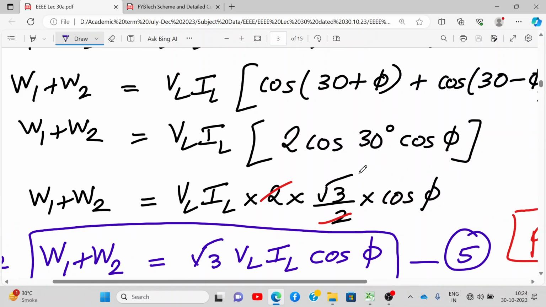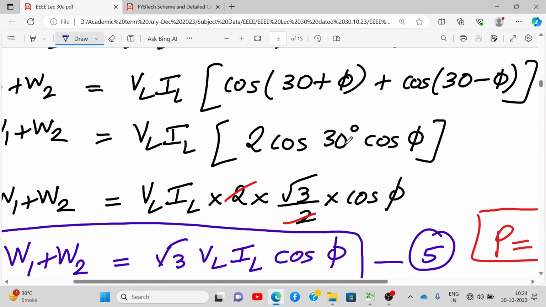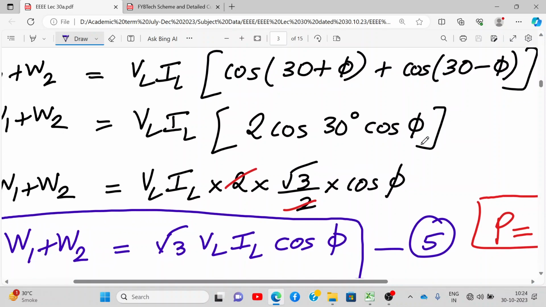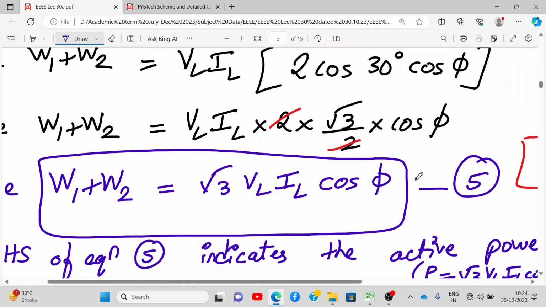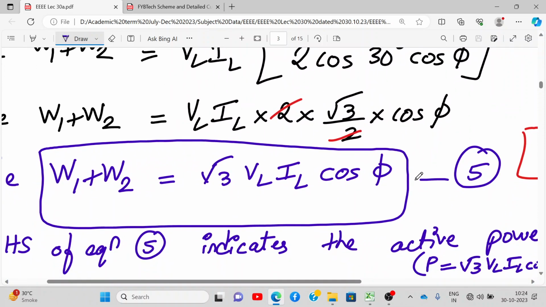So it will be twice cos A cos B. Cos A cos B here will be cos of A plus B into cos of A minus B, right? So it will be twice divided by 2. So it will be twice cos 30 cos phi. Are you getting it? Now what is cos 30? Root 3 by 2. So VLIL twice root 3 by 2 cos phi. So finally what do you get? W1 plus W2 as root 3 VLIL cos phi.